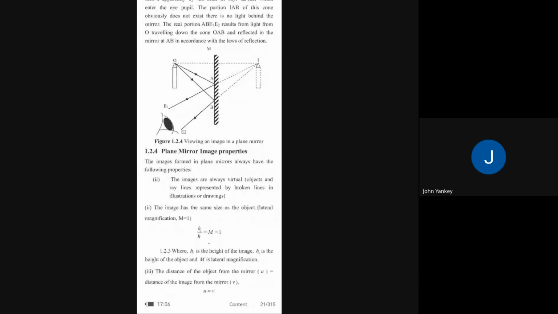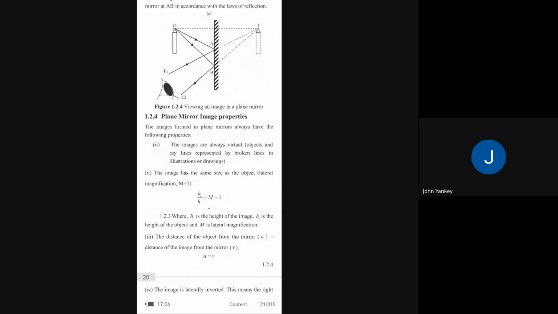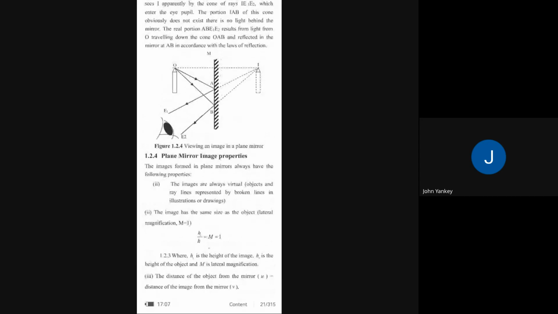towards your eye. Now, these two rays that are coming towards the eye are spreading out. They are diverging. But when you produce them behind the mirror, they appear to be coming from point I behind the mirror, and that is where the image of the object is formed. So this is how a plane mirror forms an image.